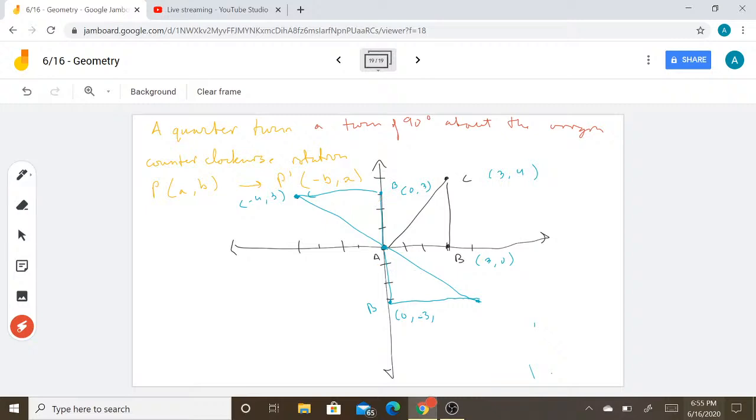So the pattern is different from a counterclockwise rotation. From the original A comma B, the points would actually become B comma negative A. So the sign change is not on B but on A for clockwise quarter turn.